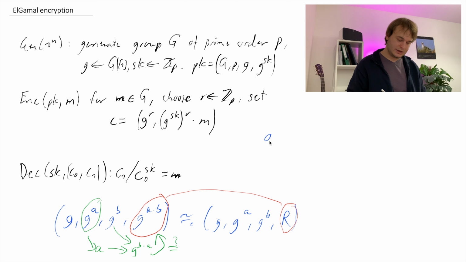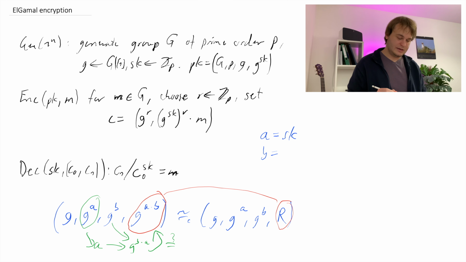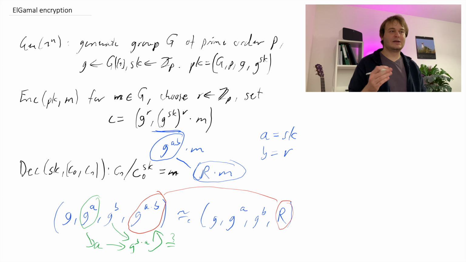And now the proof is also not that difficult. Basically, we use A equal to SK, and we use B for the randomness of the challenge ciphertext. Then you can already see there's this G to the AB in this thing. And then you can easily argue that this G to the A times B is indistinguishable from R. And if I just gave you R times M, then you get no information about the message because it's the message multiplied with a random group element.